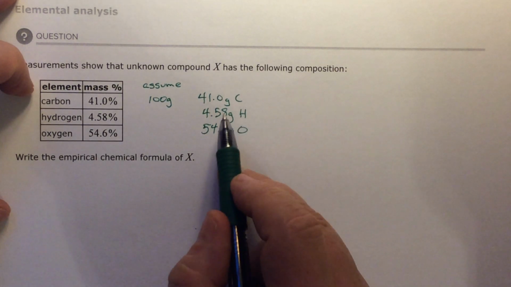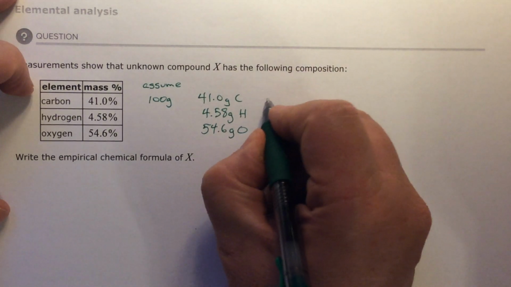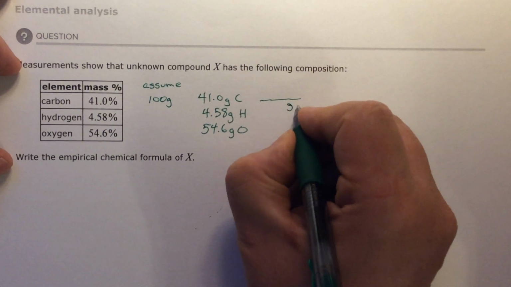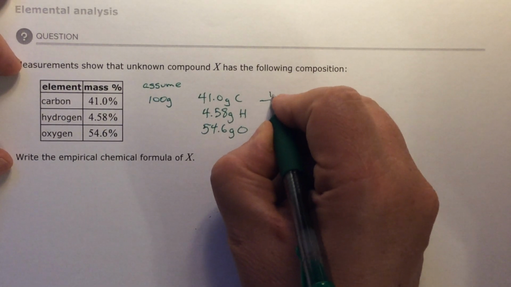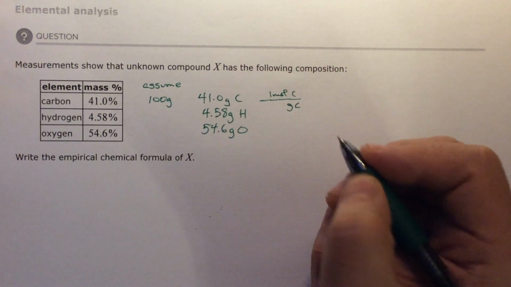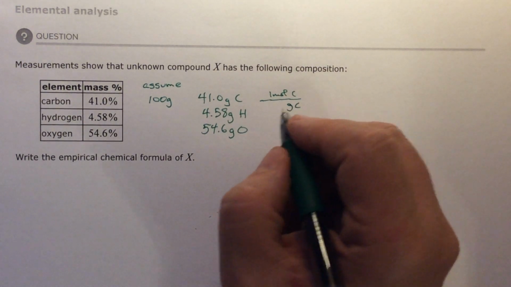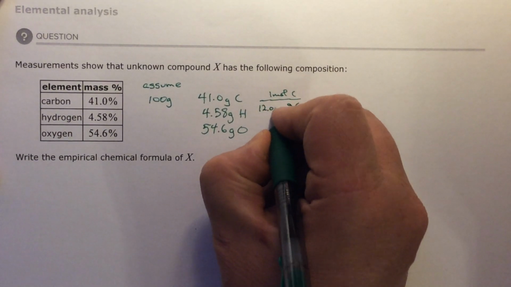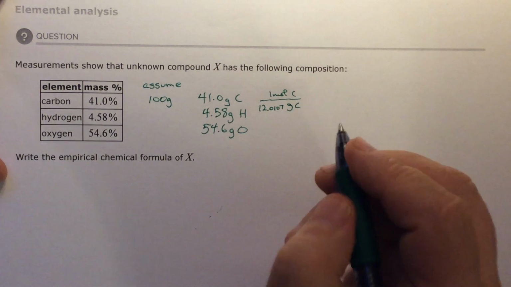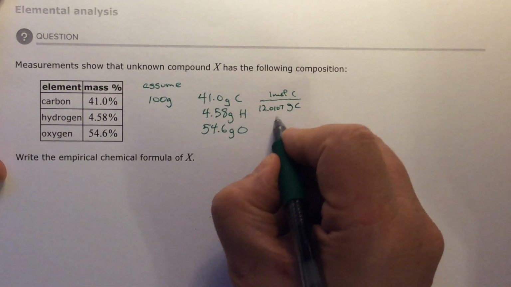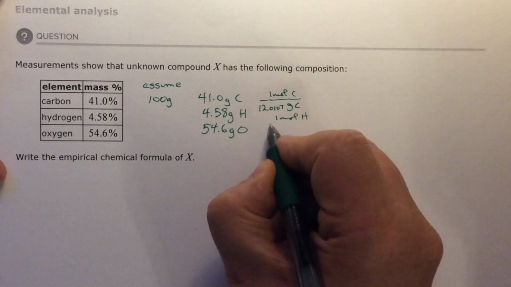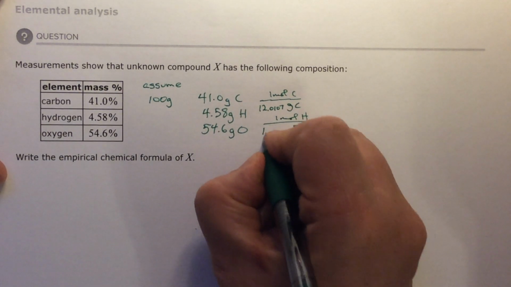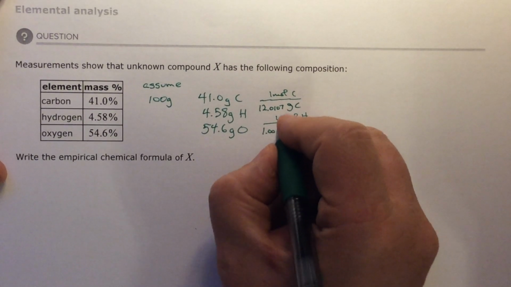All right, so I want to go from grams into moles, and to do that, I have to go through the periodic table. So how many grams is 1 mole of carbon? I go to the periodic table, and it's 12.0107. What about hydrogen? In 1 mole of hydrogen, I've got how many grams of hydrogen? I'll look, and it's 1.00794.